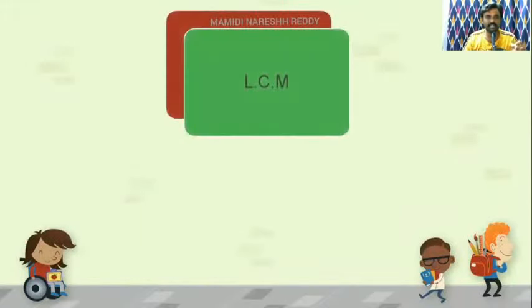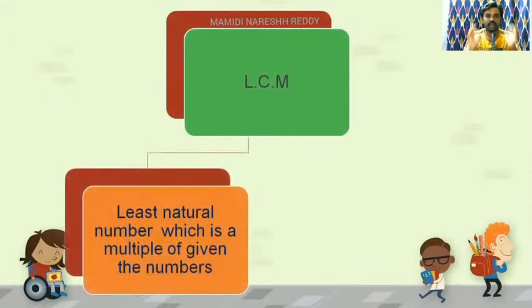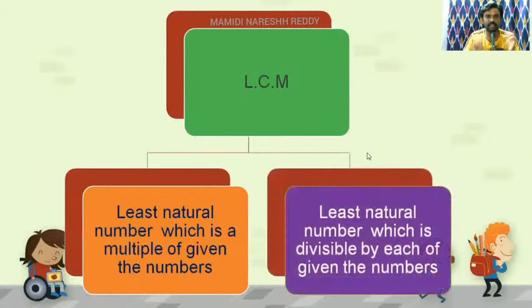LCM is the least natural number which is a multiple of given numbers. For example, in a particular problem, if you want to find the LCM of two or more numbers, that LCM would be the very least of the common multiples of the given numbers. In other words, we can also say the definition: the least natural number which is divisible by each of the given numbers.